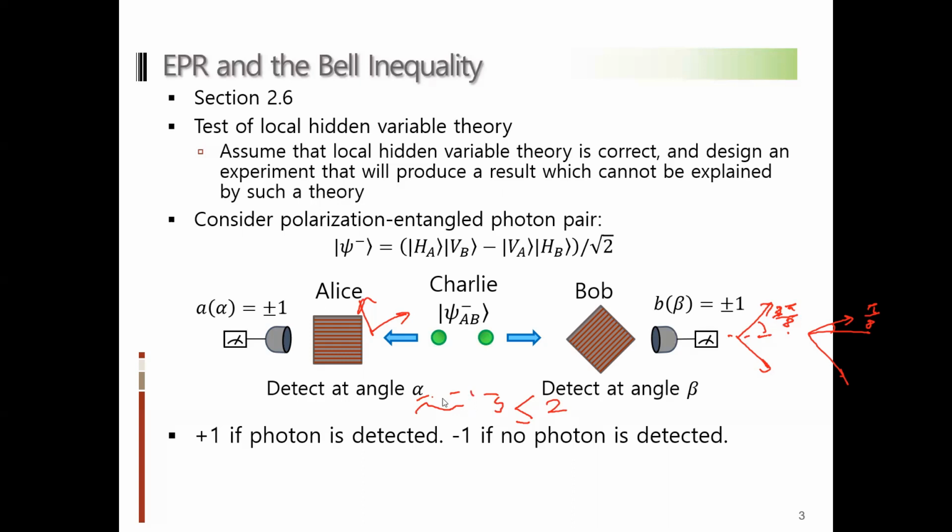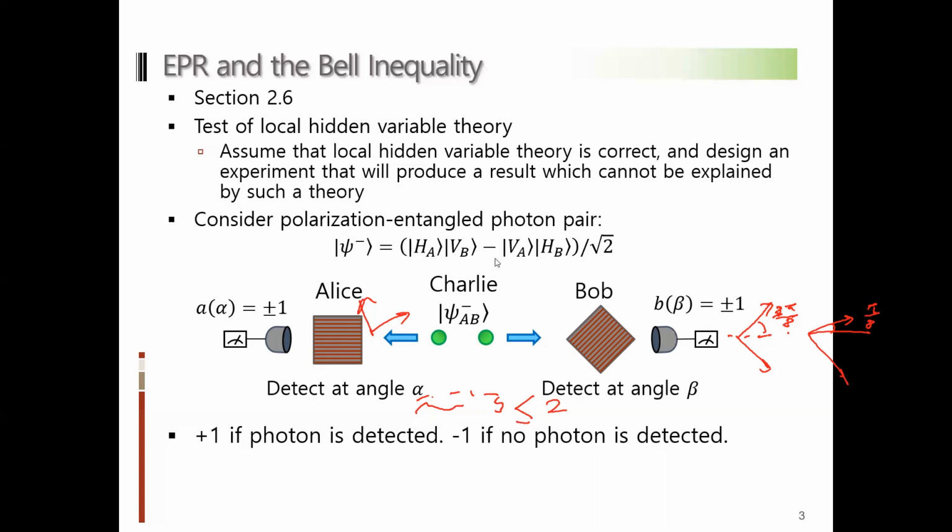And then, people who believe in the Copenhagen interpretation should find out the case when this inequality can be violated, meaning that this calculation can be larger than 2.